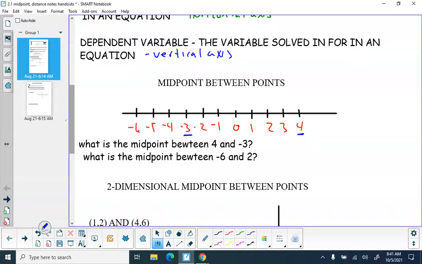Oh, 0.5. How'd you come up with it? What was your mental process that took you to 0.5? It's correct, but what's the process? You counted what? Okay.